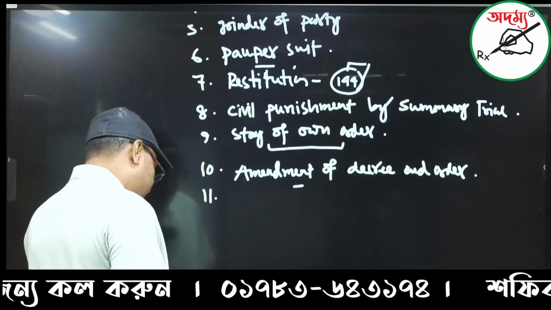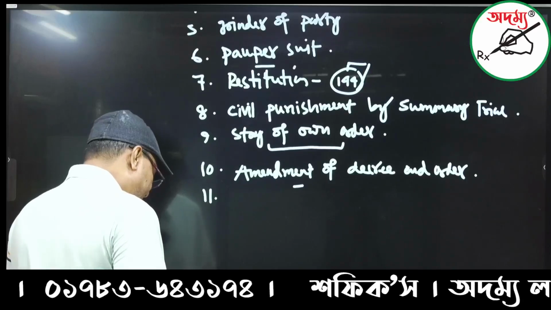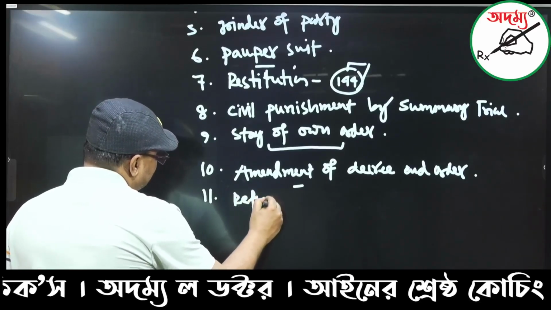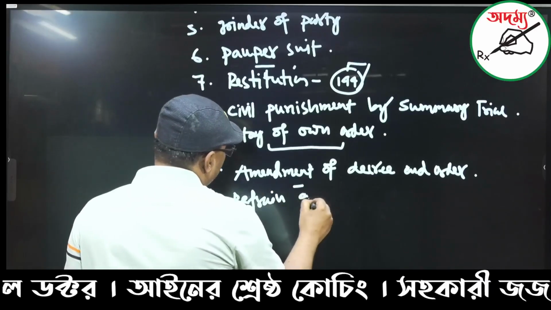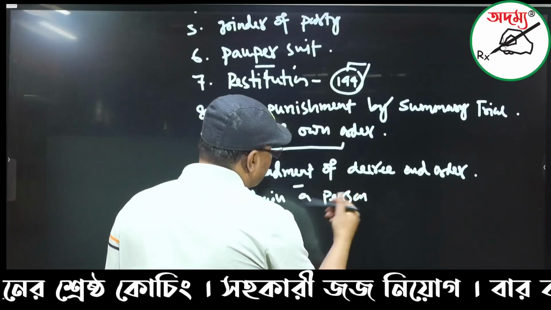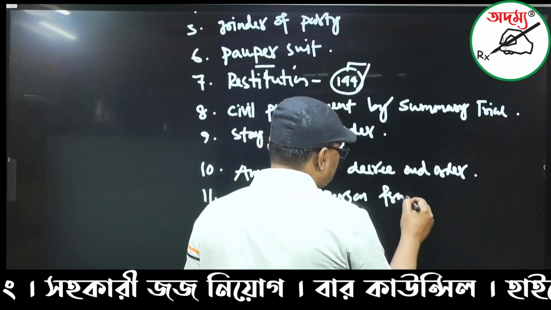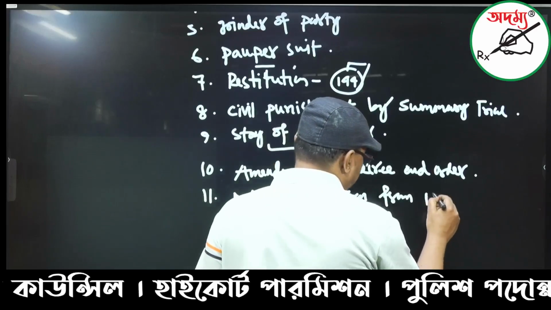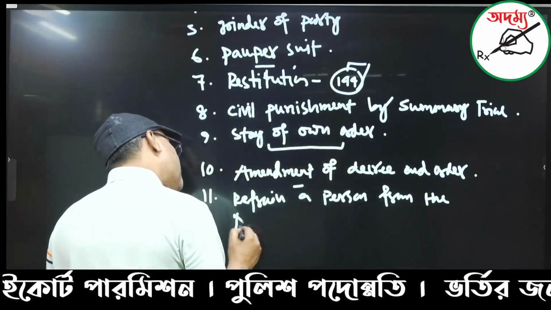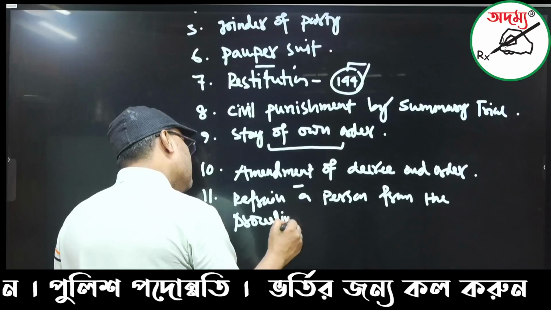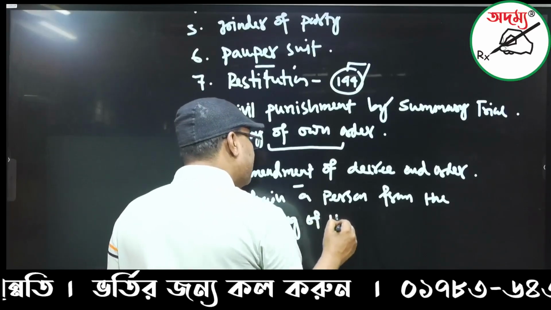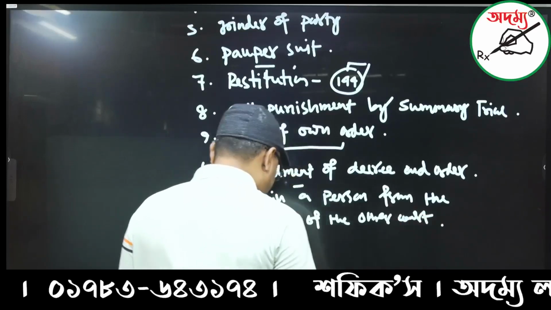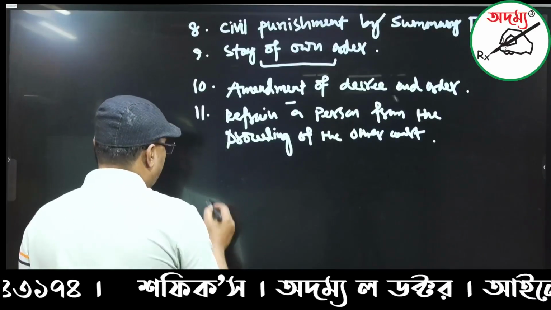And number 11 prescribes that this is to refrain a person from doing something, refrain a person of plenty from the proceedings of other courts. From the proceedings or the procedure of the other courts. So this is another applicable measure through which the inherent power will be exercised.